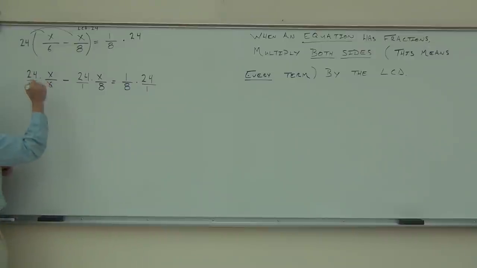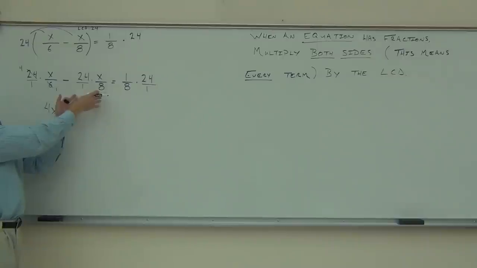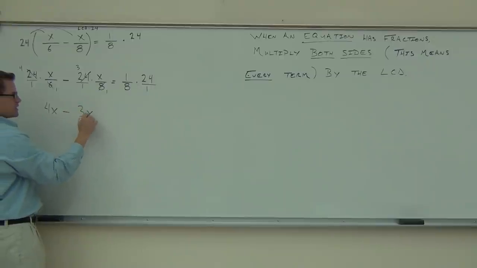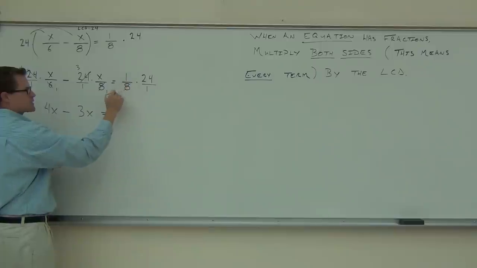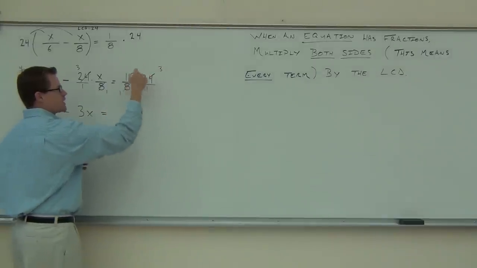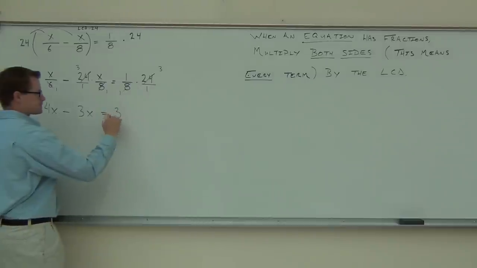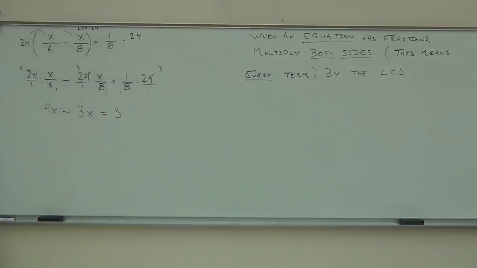6 goes into 6 how many times? How many times does it go into 24? Can you tell me what's left over out of this whole term? 4x. Perfect. Minus, does the same thing happen here? Yes. 8 goes into 8 one time, into 24 three times. We have the minus sign that carries down. We have 3x. And then on the right-hand side, same thing happens. 8 goes into 8 once, into 24 three times. What do we get on the right-hand side of our equation? 3. Cool. Does this look easier than that?